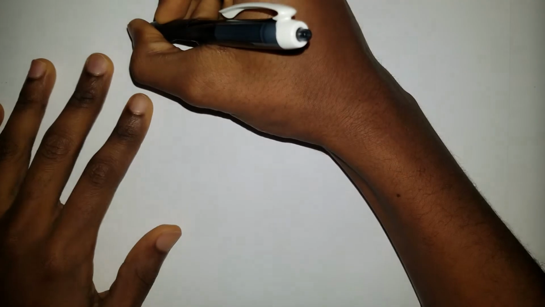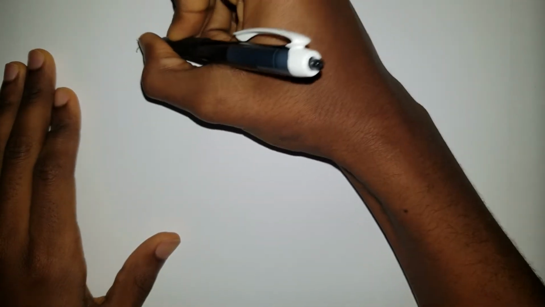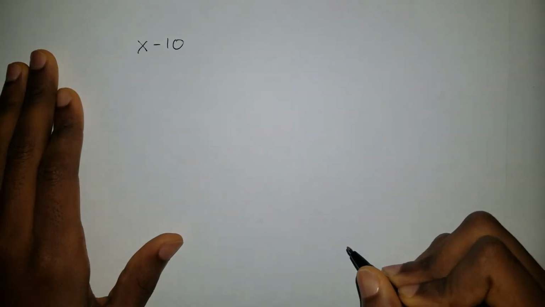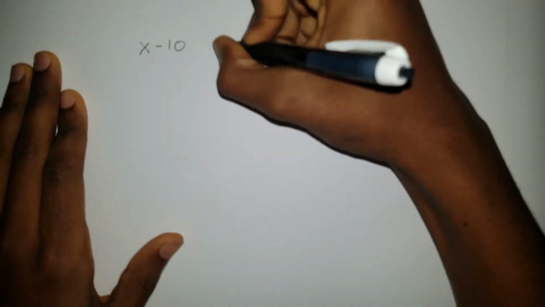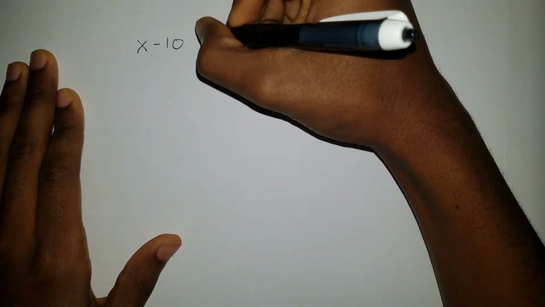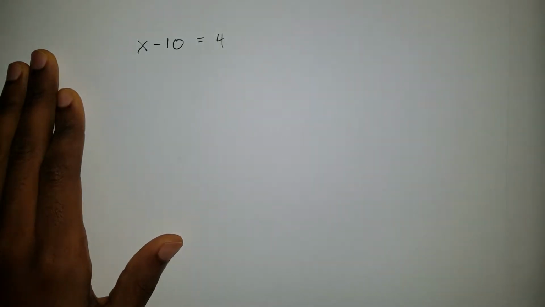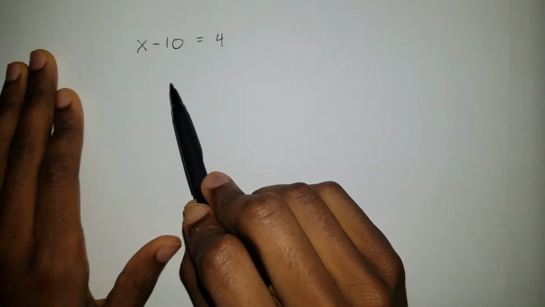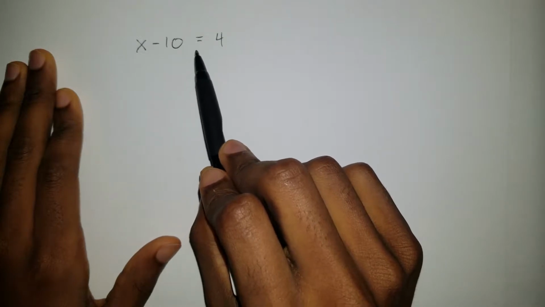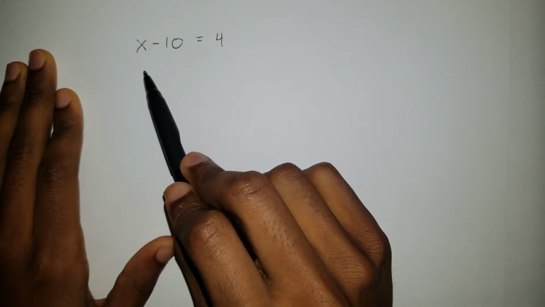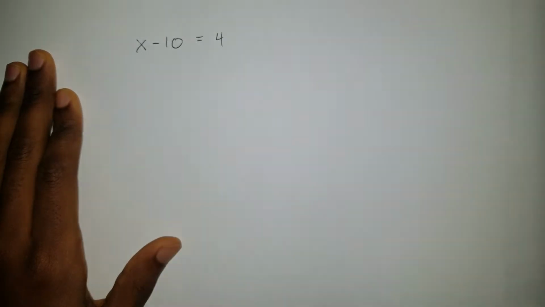So an equation is simply a set of two expressions that are equal to each other. For example, x minus 10 is an expression. 4 we can also call a constant, in this case being expressed as an expression. And now that we have two expressions, x minus 10 equals 4, we can then solve for our variable x.